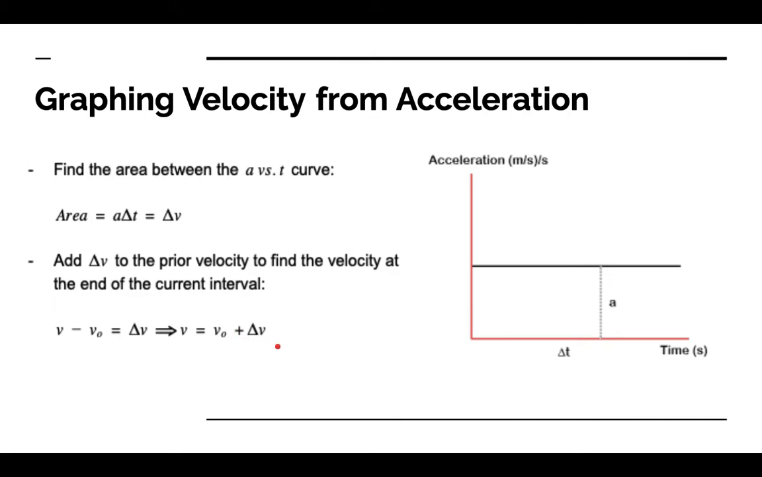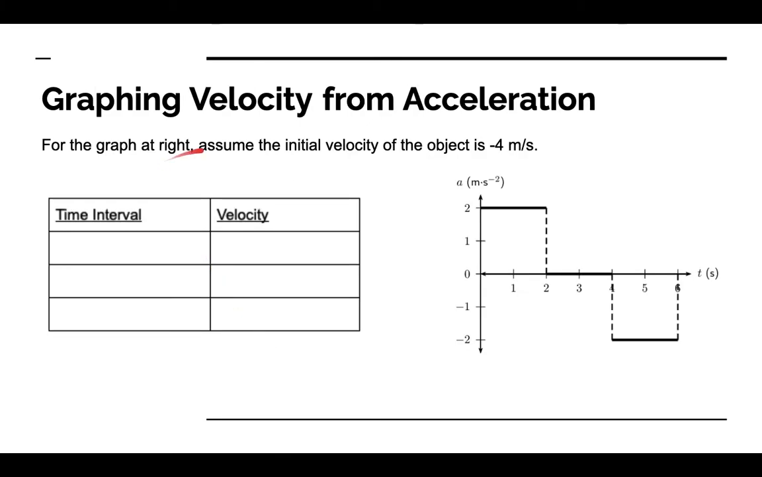So let's see what this looks like in practice. For the graph at right, assume the initial velocity of the object is negative 4 meters per second. So what we're going to do here is analyze each interval and find the velocity at the end of each interval, and then use that to graph our velocity versus time graph, the same way we did with graphing a position versus time graph from a velocity versus time graph.